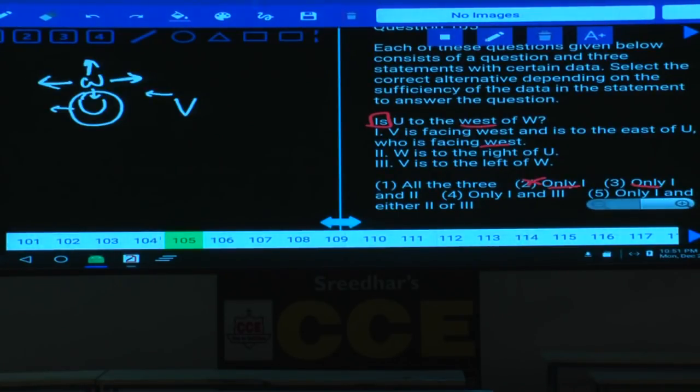As U is to the south of W, what is the question here? Is U to the west of W? No, U is not to the west. U is to the south of W.